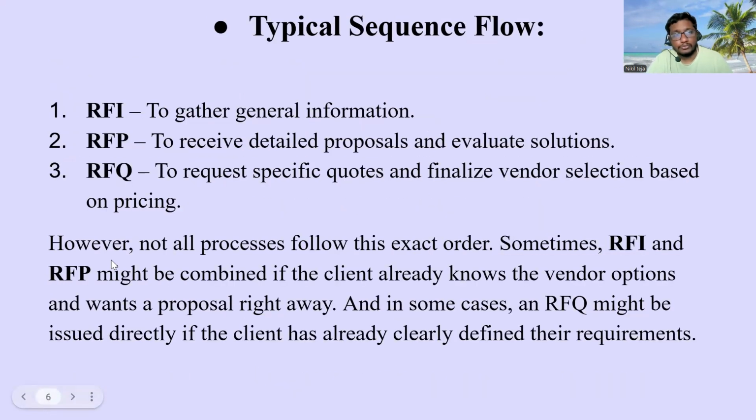Typical sequence flow. First there will be RFI. See here, I have given a clear and simple picture. RFI is nothing but gathering general information. RFP is nothing but receiving detailed proposals and evaluating solutions. You will be getting different proposals from different vendors stating their solutions. In RFQ, you will be refining and filtering them, requesting specific quotes and finalizing vendor selection based upon pricing.